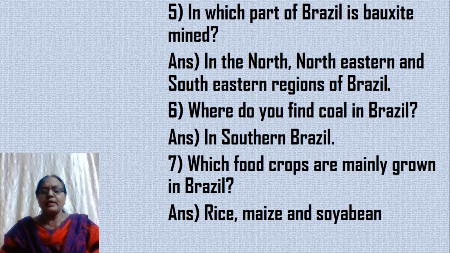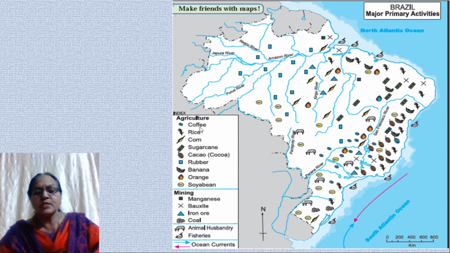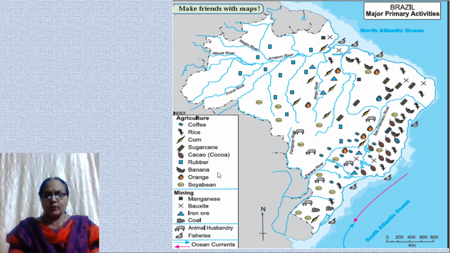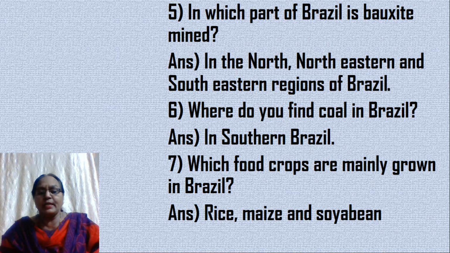Which food crops are mainly grown in Brazil? So come to food crops. We have rice, corn, and then we have soya bean. These are the principal crops grown in Brazil. Coffee, then sugarcane, cocoa, rubber, etc. are cash crops. Rice, corn, soybean, etc. are food crops. So which food crops are grown mainly in Brazil? Rice, maize, and soybean. So children, here we have done with the primary activity of Brazil.